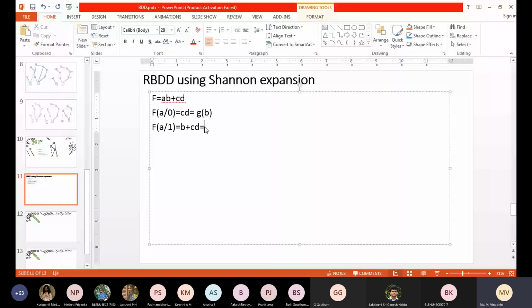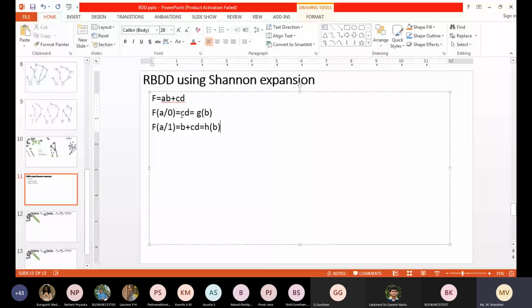The reason I took G and H is that these expressions are different. The expression CD is different from B plus CD. So that's why I used two different variables, G and H. Why inside the bracket did I take B? The reason is that in the main expression we had four variables A, B, C, D, and the order I need to follow is A, B, C, D. First, I took A and assigned A as 0 and A as 1. I got two different expressions. The next variable in the order is B. That's why I wrote B.